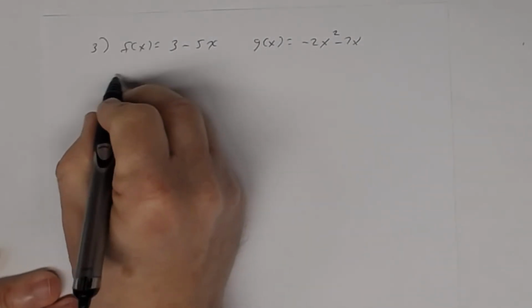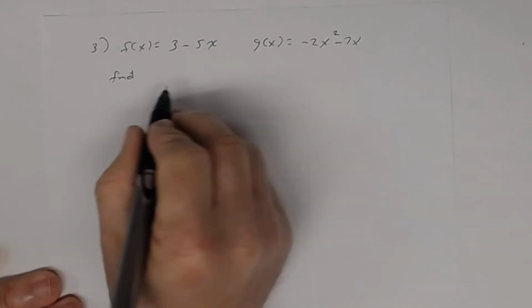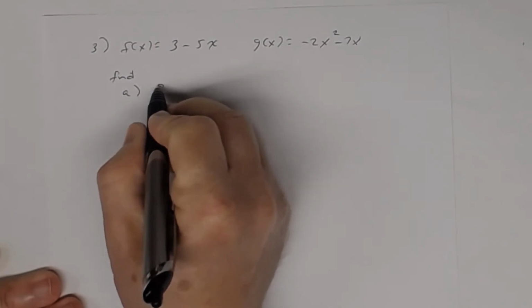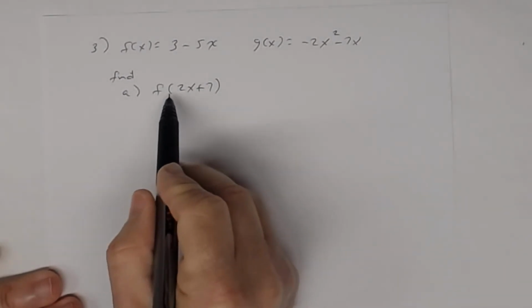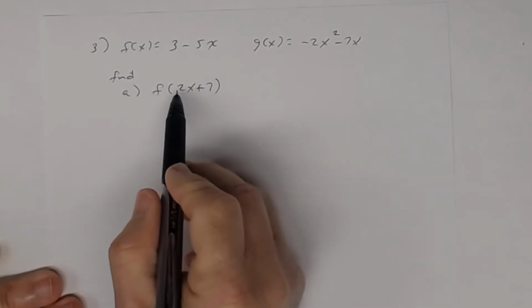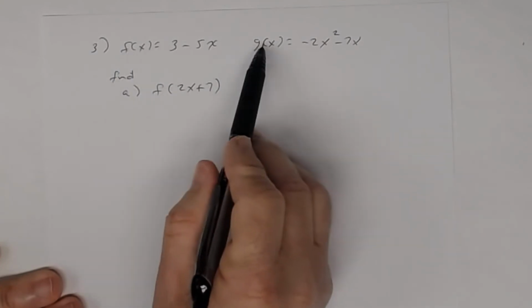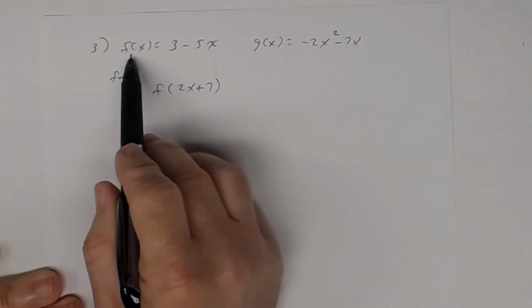And I want to find, now remember, this is f of x, this is g of x. So that's going to be important when we get to these parts here. So in letter A, let's go ahead and find f of 2x plus 7. So remember, I want to find f of 2x plus 7, right? So that means I got to go to my function f. So here's your function f, here's your function g. So you must go to f, all right?